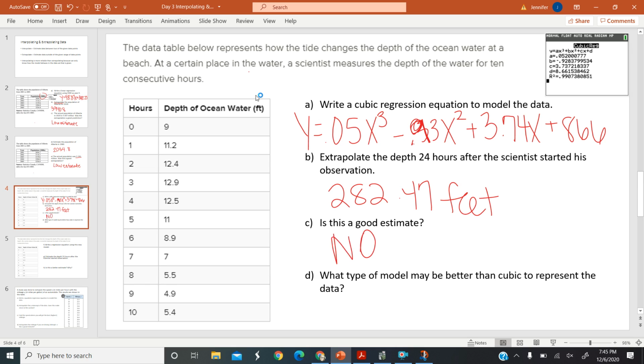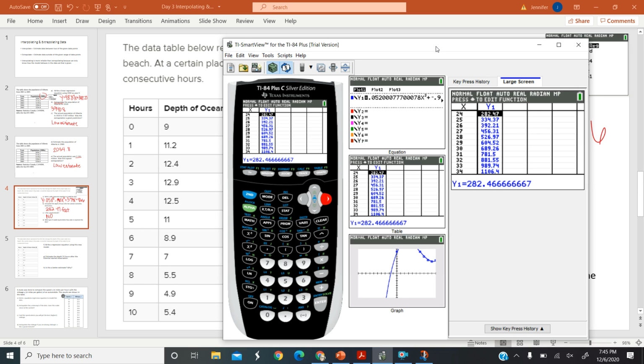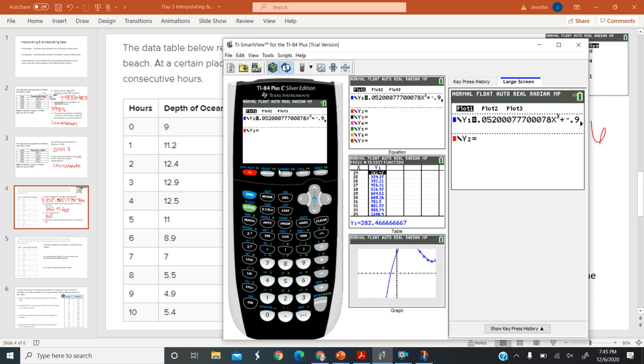And then it also wants to know what type of model may be better than cubic to represent the data. So I'm going to do a couple of things here. I know we've done questions where we discuss how water depth changes over time. But first, in case I didn't know off the top of my head, I'm going to look at the scatter plot. So I have y equals already in there because it put my equation in there when I found it.